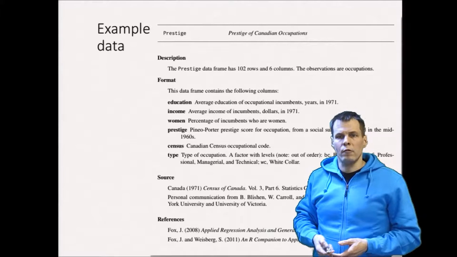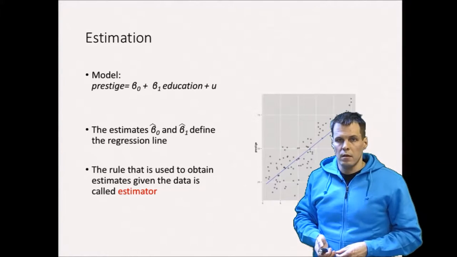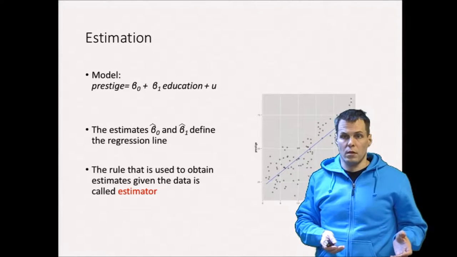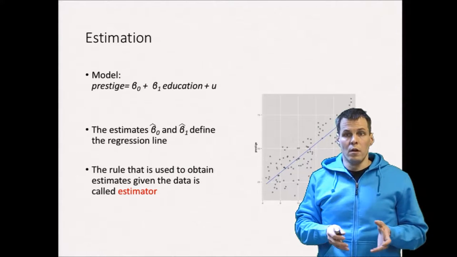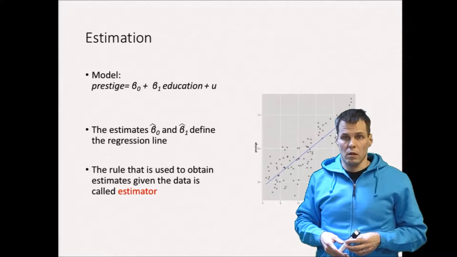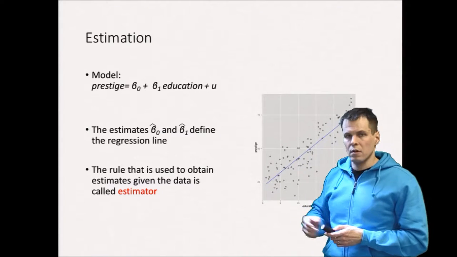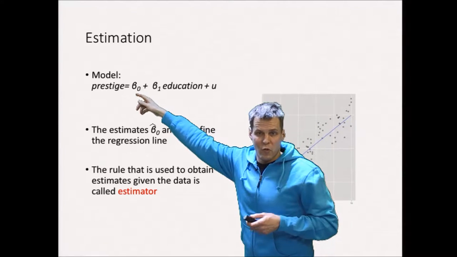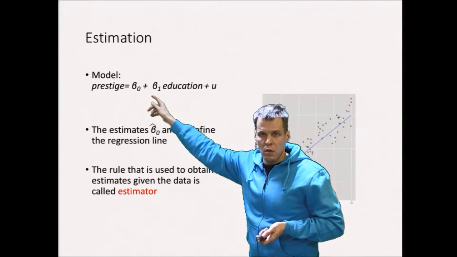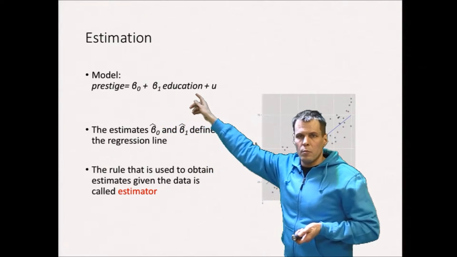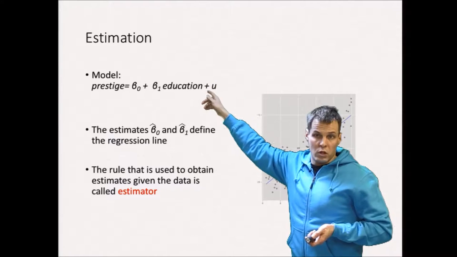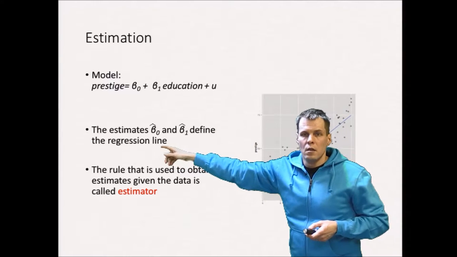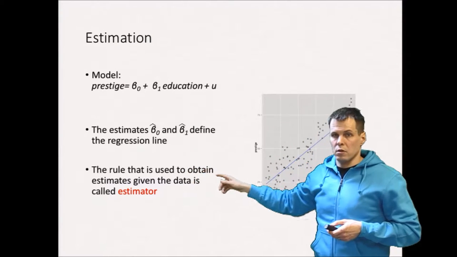So we will be doing a regression estimation, and our task is to explain prestige with education. So how much does the prestigiousness of an occupation depend on the amount of education in years that is required for that occupation? Our regression model says that prestige is a weighted sum of beta zero, the intercept or the base level for people with no education, beta one, which is the effect of education, plus some variation that the model doesn't explain, the error term U. Our task is to estimate beta zero and beta one, which define the regression line.